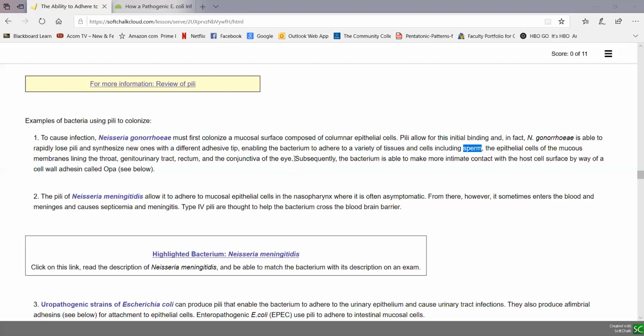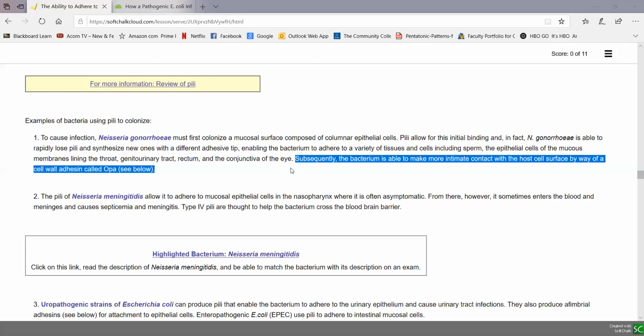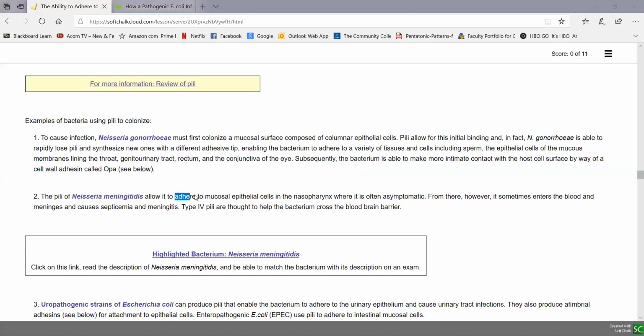And then as the pili retract, adhesins called Opa proteins allow it to adhere. And again, there are multiple alleles for that. The pili of Neisseria meningitidis, the bacterium that causes meningococcal meningitis, initially allow it to adhere to the mucosal epithelial cells in the nose and throat, where it's often asymptomatic. So maybe 85% of the people who have their nose and throat colonized are asymptomatic, although they can potentially transmit it to others via the nose and throat.